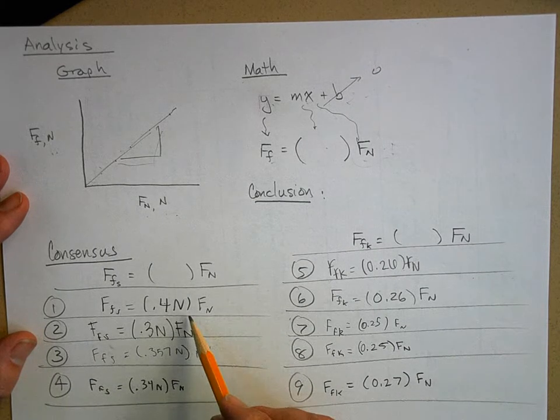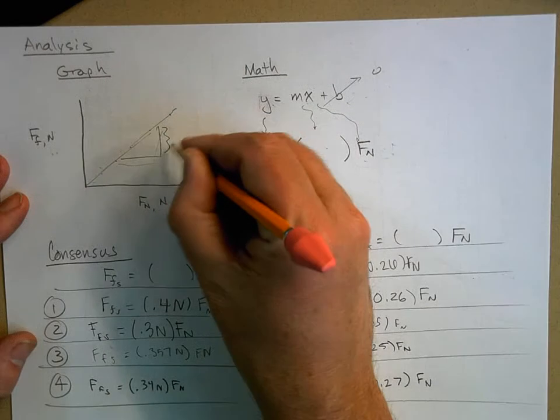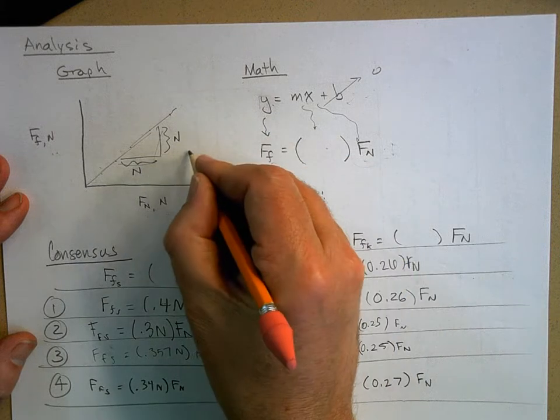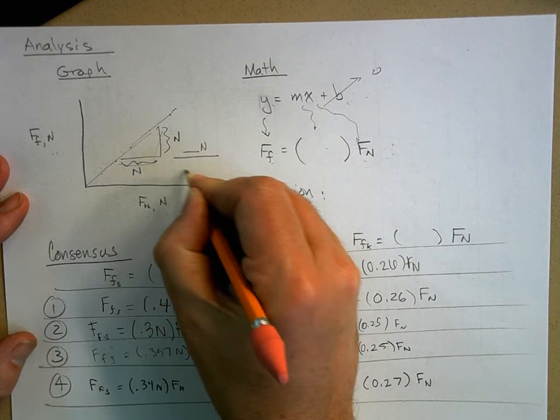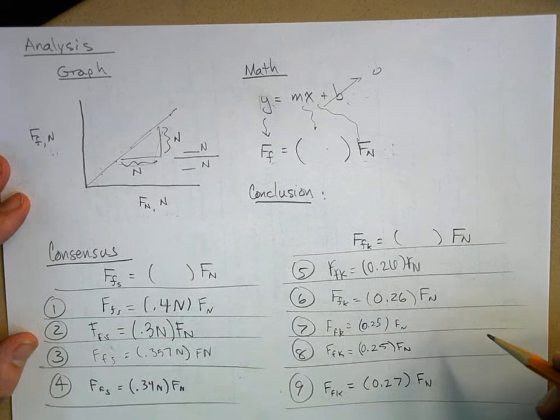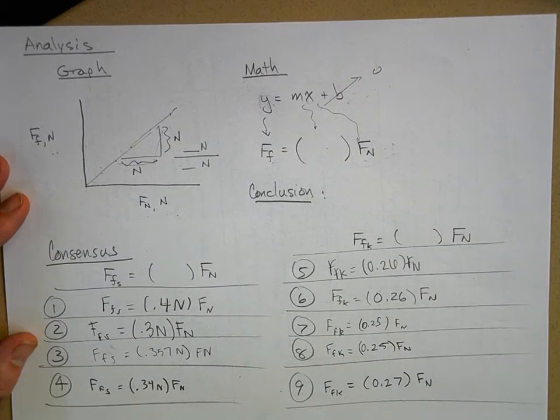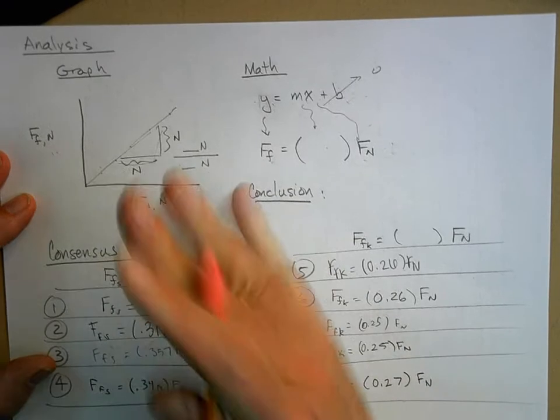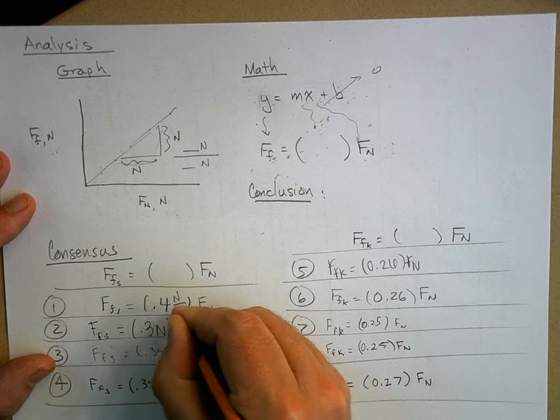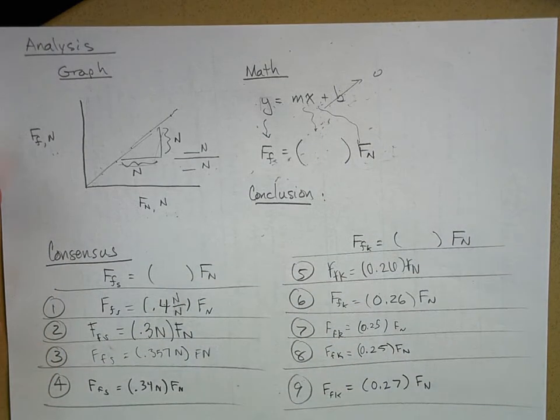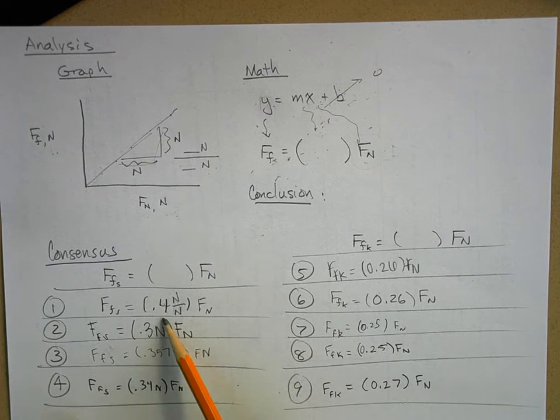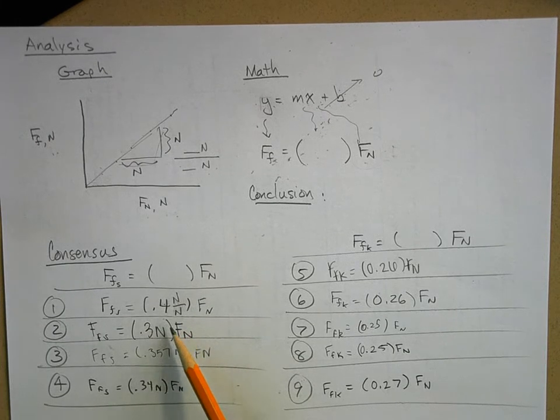But this is measured in newtons, right? And this is measured in newtons. So when you do the rise over the run, you have blank newtons over blank newtons to get your slope. Well, you could write it like this: 0.4, the slope would be in newtons per newton, right? And there's nothing wrong with that because it is 0.4 newtons per newton. You get 0.4 newtons of friction for every newton of normal force.